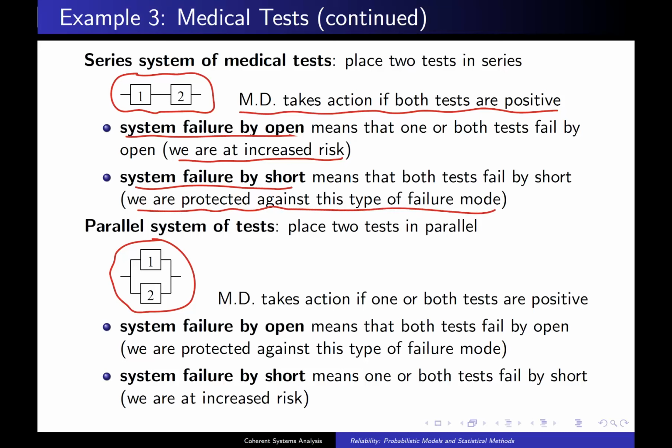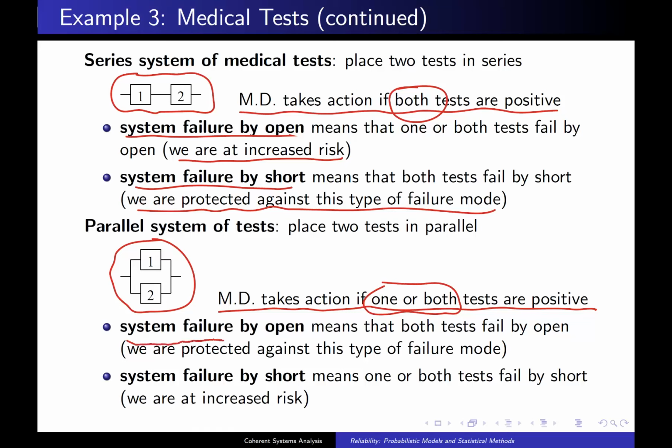Now, in the parallel system of tests, here is the thinking. The doctor will take action if one or both of the tests are positive. So in this case, the doctor is going to be a little more aggressive because the doctor doesn't need both of the tests to be positive, one or both. So you're going to see more activity here.